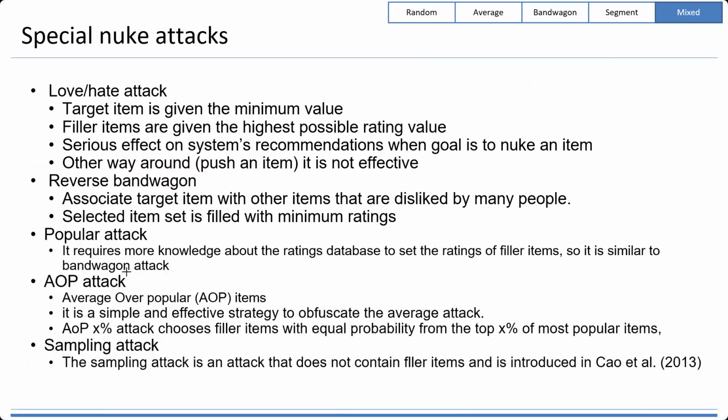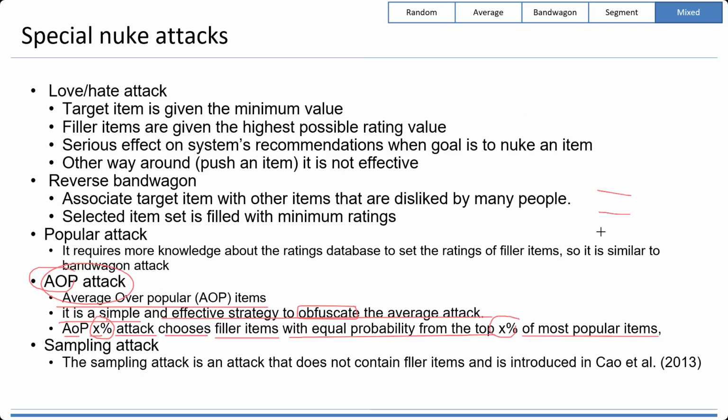We have a metric we call average over popular items, AOP. So, average over popular items. It is a simple and effective strategy to obfuscate the average attack. Obfuscate, you know, it is like to confuse, to make the average attack confusing. The AOP attack, or the AOP with X%, X means a value. The AOP attack chooses filler items with equal probability from the top X% of most popular items.